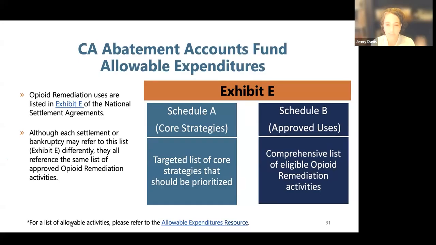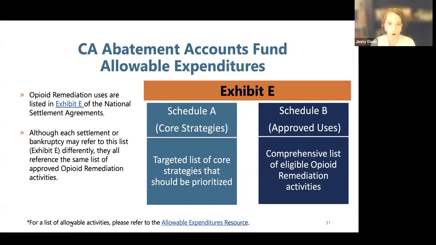The first one is Schedule A, which are considered the core strategies. It appears that these are the strategies that were pulled out specifically so that cities and counties in receipt of these funds can target those. They seem to be like the higher priority of activities. And then Schedule B is a more comprehensive, all-inclusive list of approved uses.